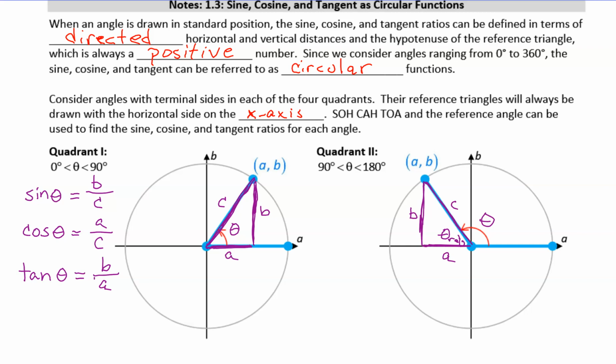Again, we can find the trig ratios using the reference angle. Sine of theta is opposite over hypotenuse. Cosine theta is adjacent over hypotenuse. Tangent theta is opposite over adjacent.